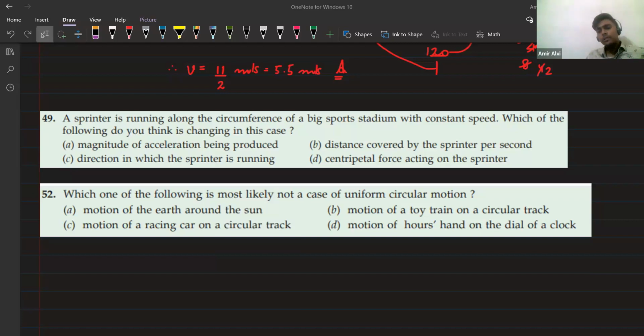Okay children, let's answer this. So the question is saying a sprinter is running along the circumference of a big sports stadium with constant speed. Which of the following will change in this case? The options are: magnitude of the acceleration being produced, distance covered by the sprinter per second, direction in which the sprinter is running, centripetal force.